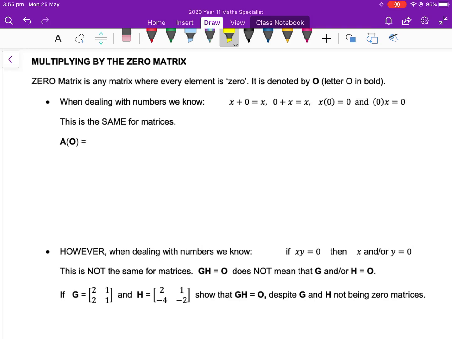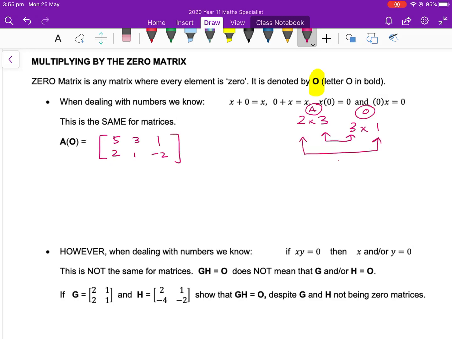So multiplying by a 0 matrix is where every element is 0. It doesn't matter what size the matrix is, all the elements are 0, and that's denoted by a bold letter O. So let's say we had matrix A, which we had 5, 3, 1, 2, 1, negative 2, and we multiplied it by a 0 matrix. Now matrix A is a 2 by 3, so we need to make sure our 0 matrix is going to be a 3 by something. I'm going to make it a 3 by 1. These need to equate for them to multiply, and our resulting matrix is going to be a 2 by 1.